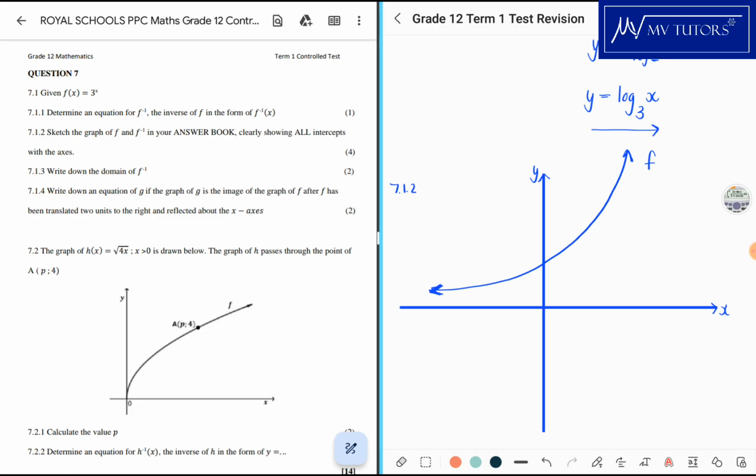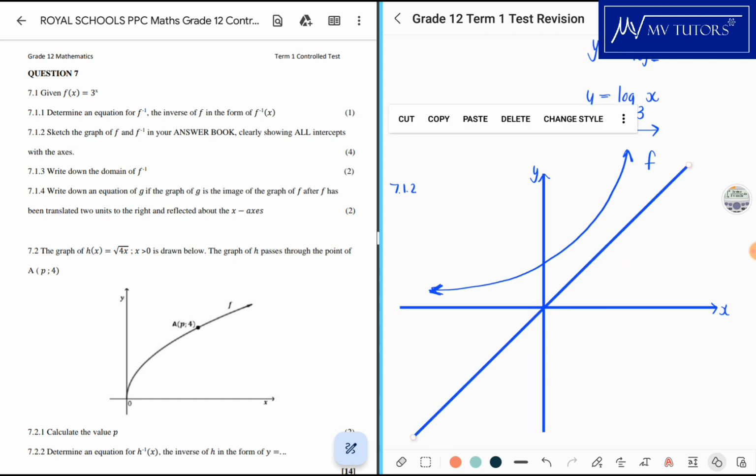Now, in order for you to get your inverse, you need to draw your line y is equal to x, because your inverse is always symmetric about the line y is equal to x. Let's just shift it a little bit so that it goes through the origin. This is your line y is equal to x, because that's what we did. We made y equal to x, hence we could swap x and y around. And now our inverse, like I said, is going to be reflected about the line y is equal to x.